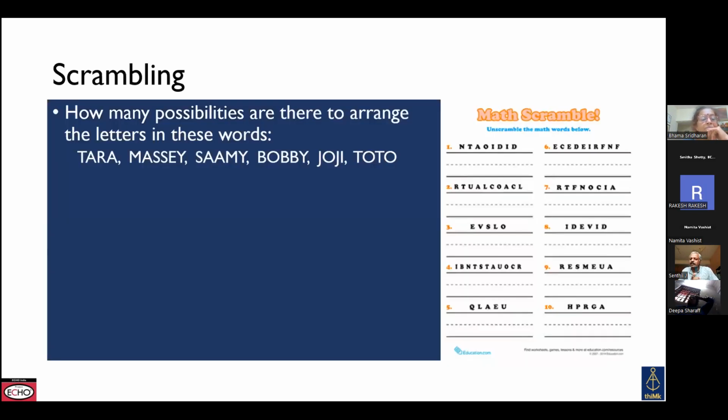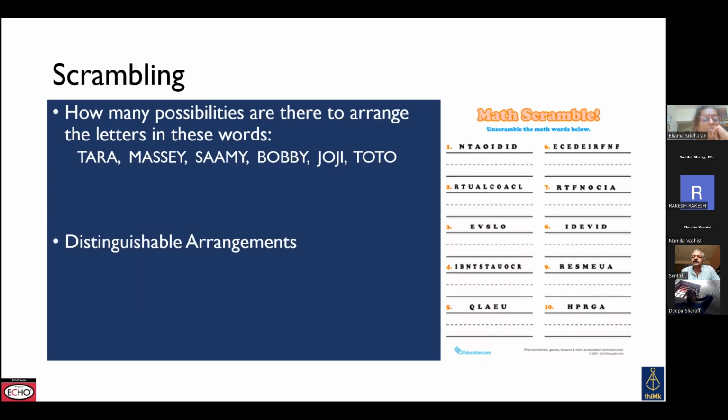And the next one here is the scrambling of the words, the names we write. How many different possibilities are there to arrange the letters in these words, where there could be more than one letter which is repeating? In the name Bobby, both B's in the third and fourth place could not be interchanged and said to be a different name. Being in the third place or in the fourth place, it is still the same thing.